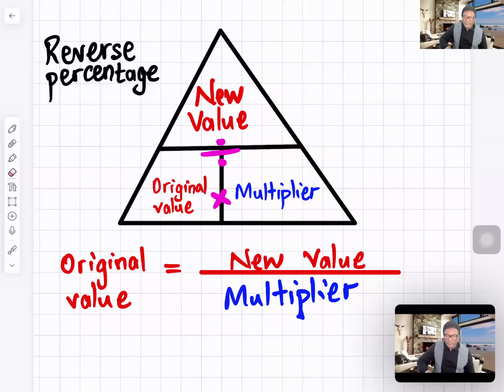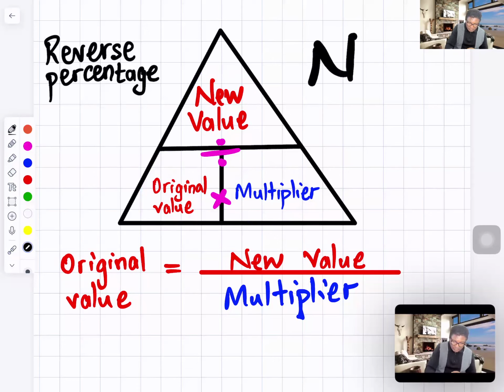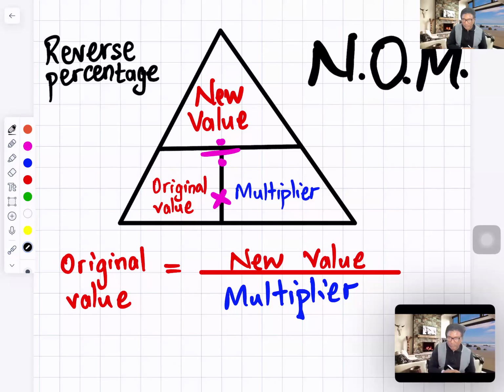Reverse percentages. This one gives problems to lots of students. There's no doubt about it, especially when they have lots of words. But now we can break it down to just a formula. Draw this triangle. Learn how to use the triangle. New value is equal to original value times a multiplier. So think of N for new value, O for original value, M for multiplier. So think of NOM. That might help you.